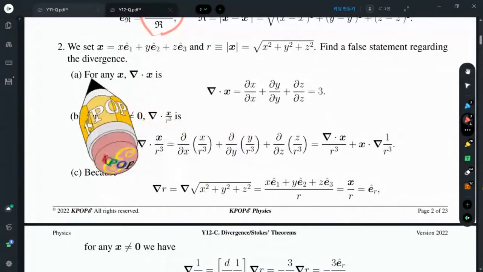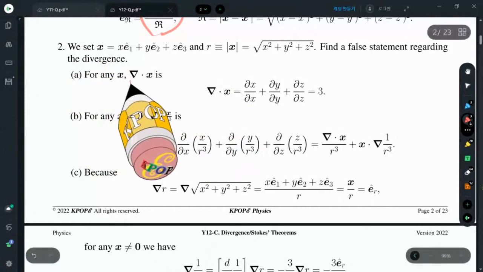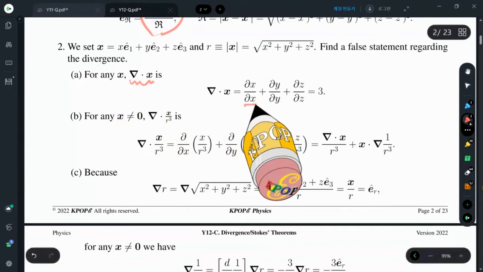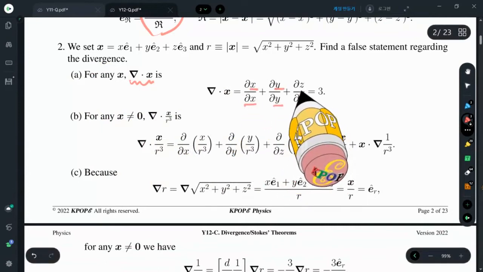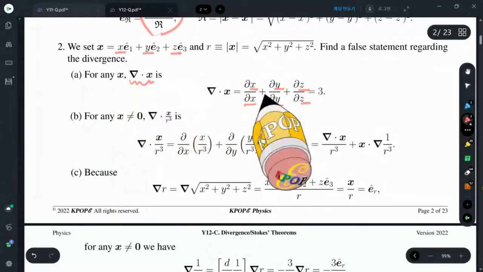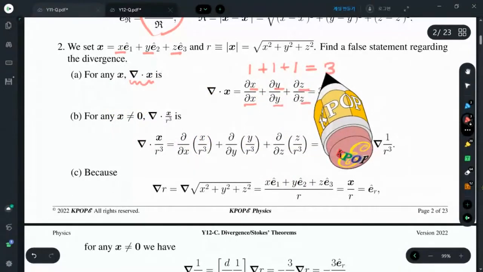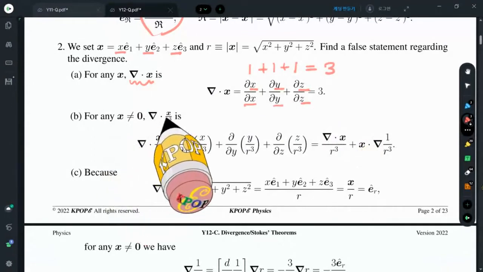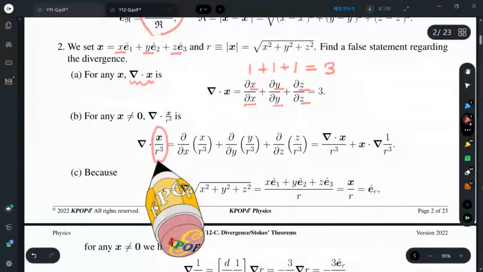We need some algebra, vector calculus. Divergence of x: derivative of the x component, y derivative of the y component, z derivative of the z component. It's trivial. 1 plus 1 plus 1 equals 3. Trivial. If x is not equal to 0, divergence of this one.